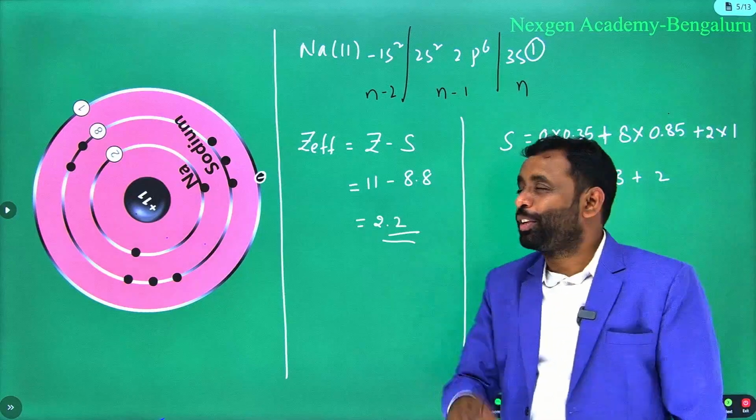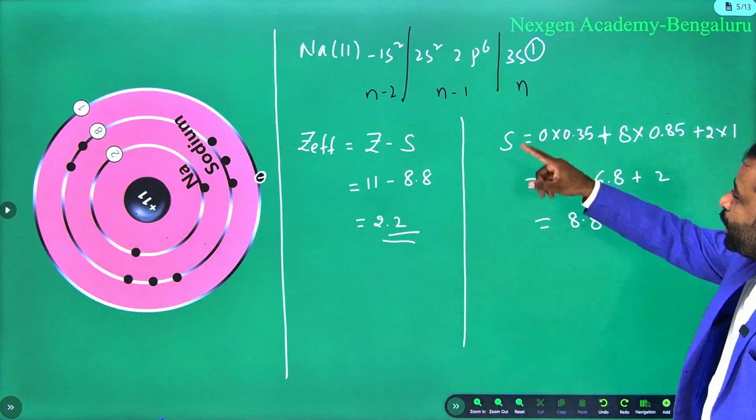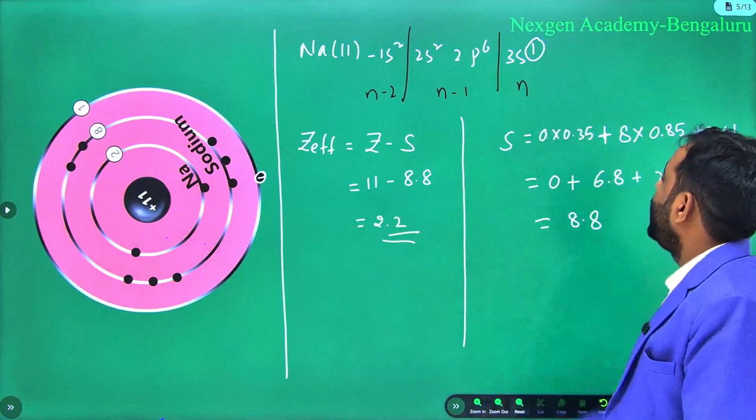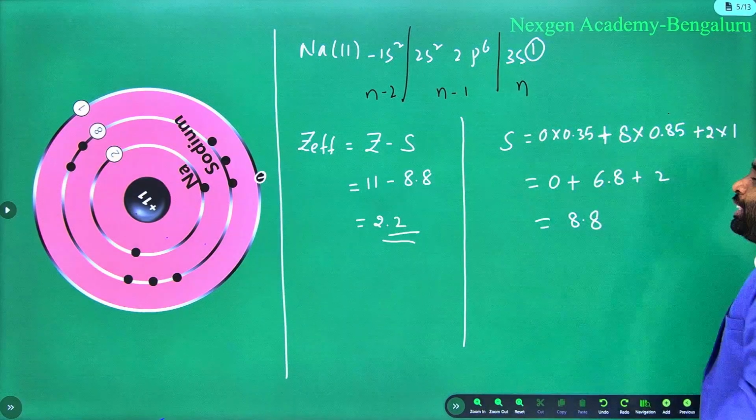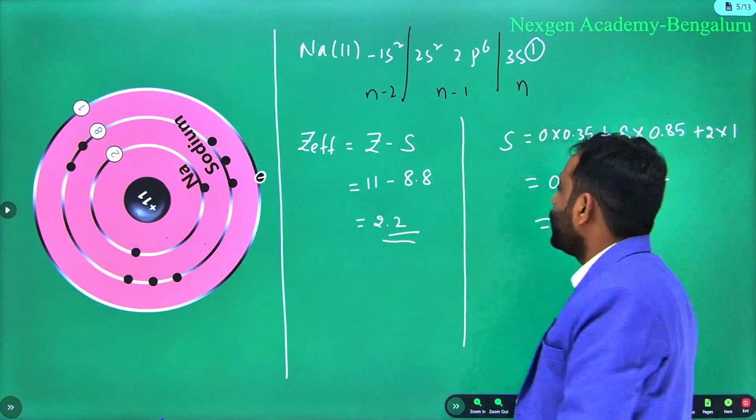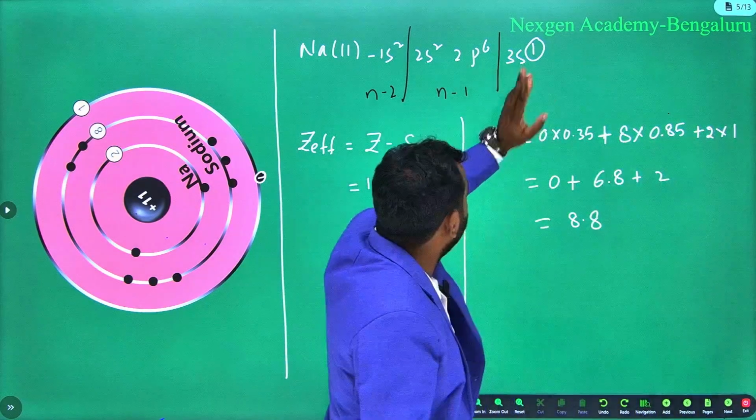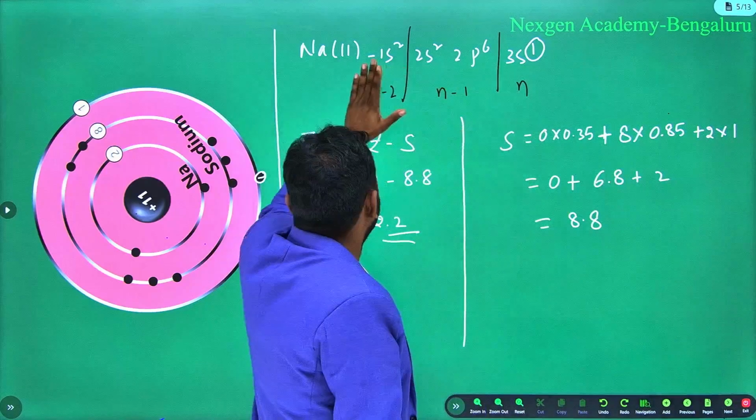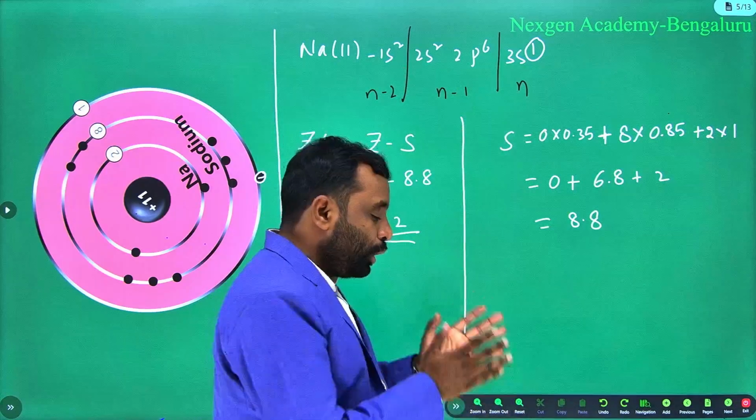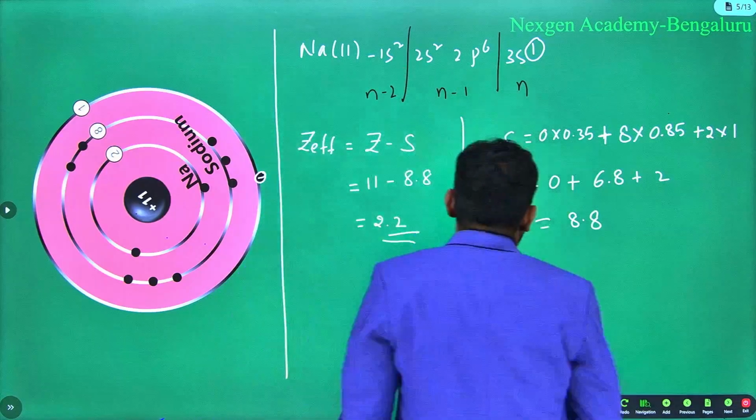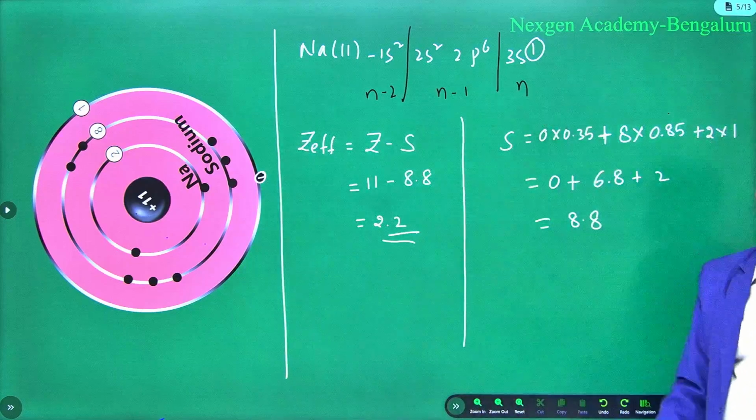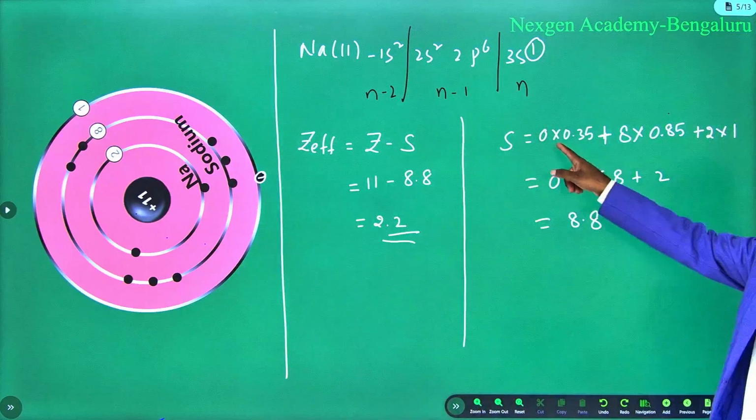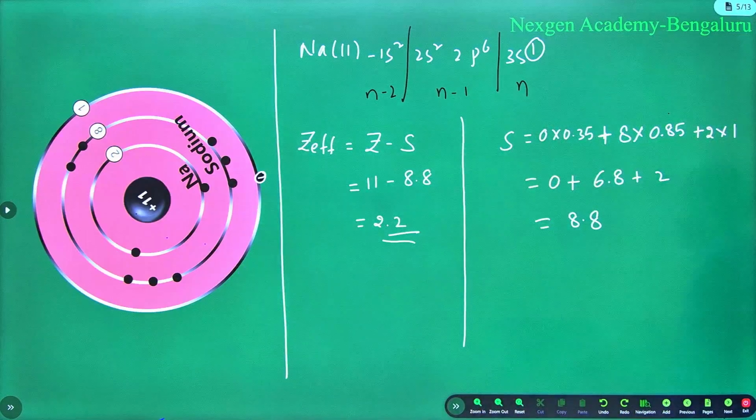If you calculate for sodium, what is the electronic configuration? 1s2 2s2 2p6 3s1. Now you calculate for the 3s electron. How to calculate it? This is the valence shell, n, then n minus 1, n minus 2; you regroup it like that based on Slater's rule. Apart from 3s, there is no other electron, so 0 into 0.35 as usual, like earlier.